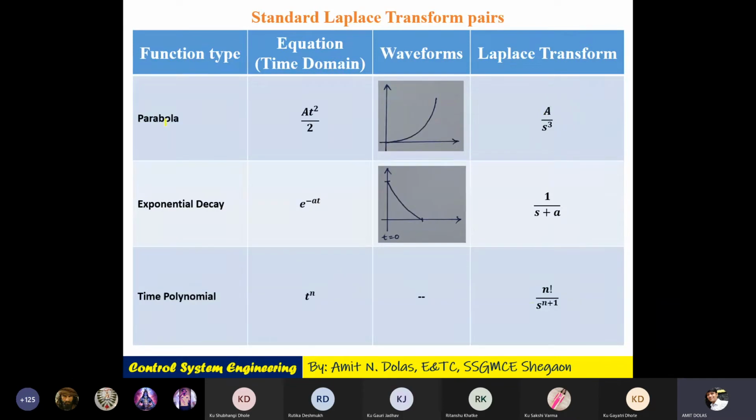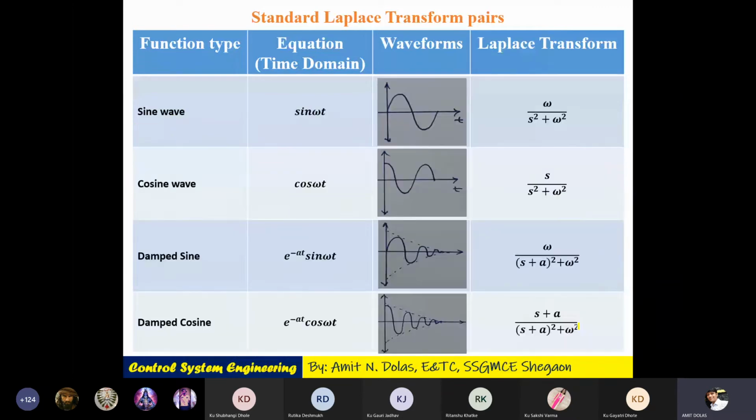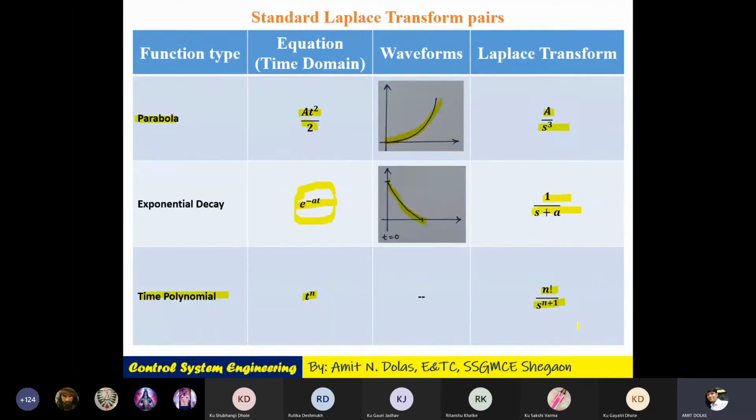Okay. Similarly, for parabola, that is at square by 2, we have a divided by s cube. Exponential decay, e raised to power minus at, it will be 1 upon s plus a. We have worked this out; I hope we solved this. Then time polynomial, that is t raised to power n, it will be n factorial divided by s to the power n plus 1.